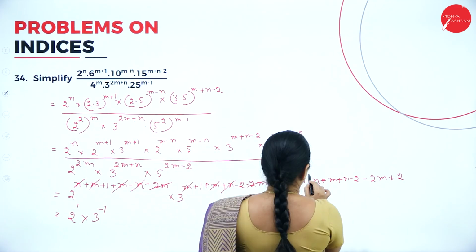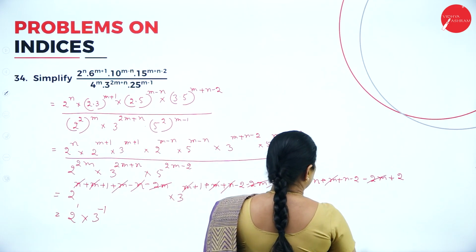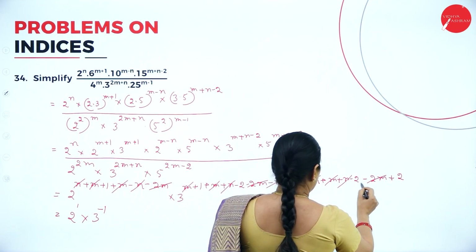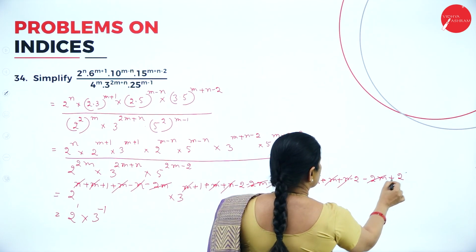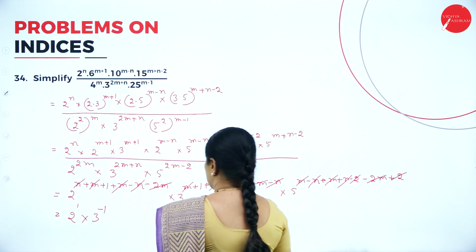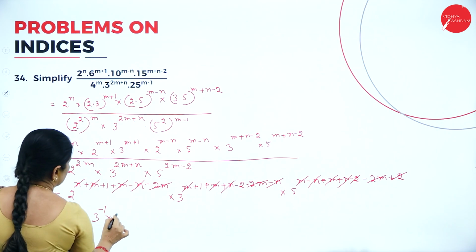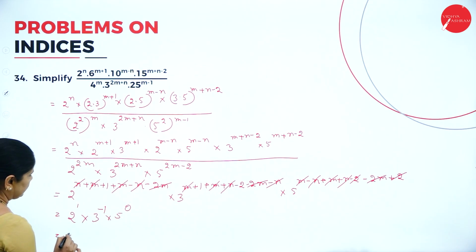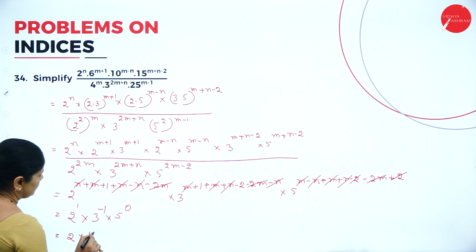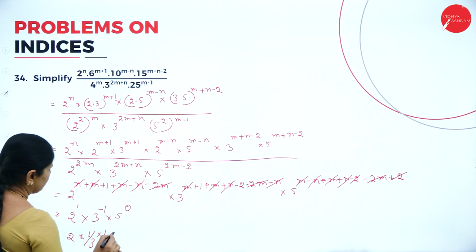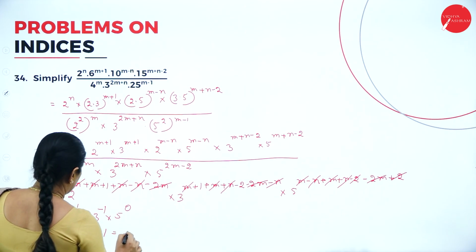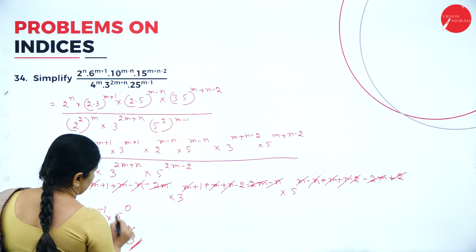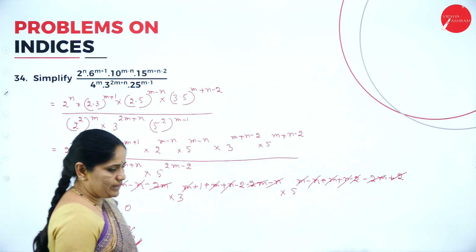So, here m and m, 2m, then plus n minus n gets cancelled. Only I am left with plus 2 minus 2 also gets cancelled. So, this will be 5 to the power 0. So, this I can simplify it as 2 into 1 by 3 into 1. So, this will be equal to 2 by 3. So, this is the answer. So, answer is 2 by 3.